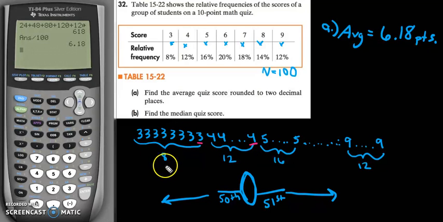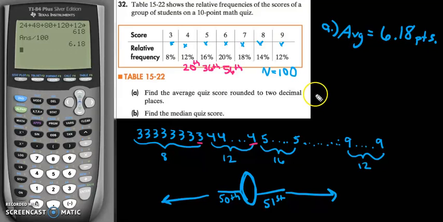How do I know that? Well, because I did 8 here and 12 here for a total of 20. So it might be a good idea to think of your cumulative total as you go down. So 8 plus 12, once you get all the way through this list, you'll be on the 20th number. Then there's another 16 people who got a 5, so when you get all the way through that list, you'll be on the 36th number. Then there's another 20 people who got a 6, and so when you get all the way through that list, you'll be on the 56th number.